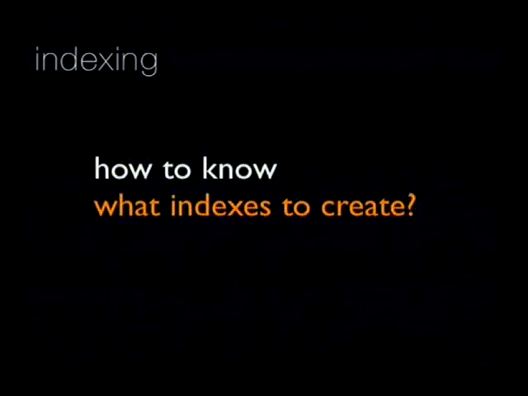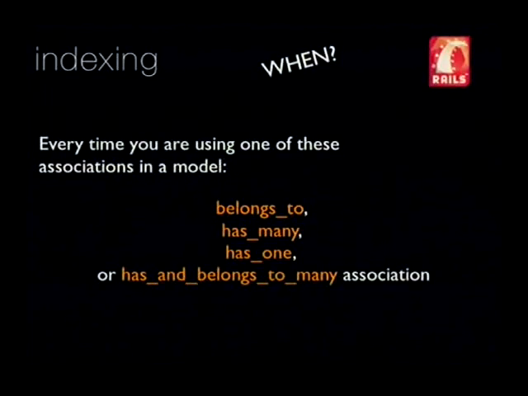So let's see how to know what indexes to create. Every time you have a relationship in Rails, like belongs_to, has_many, has_one, and has_and_belongs_to_many, you probably need an index.